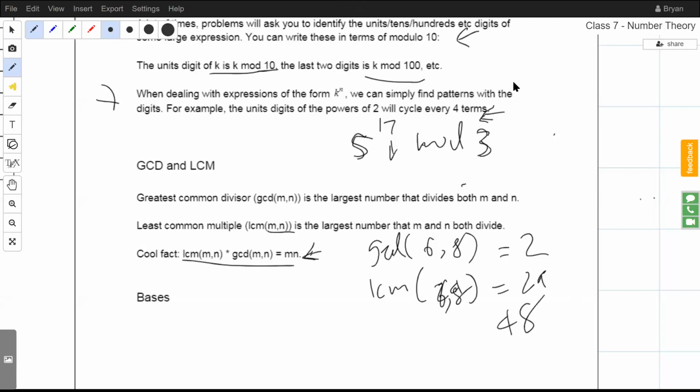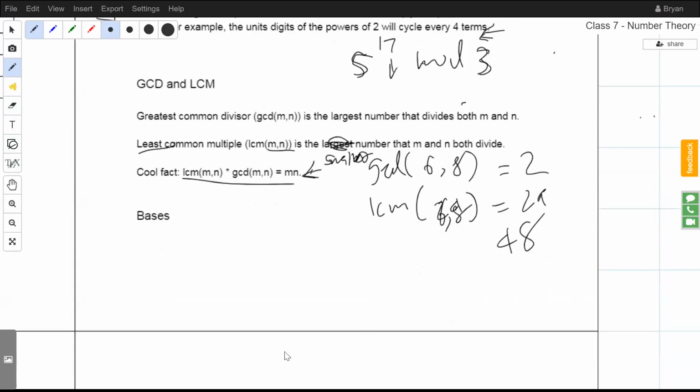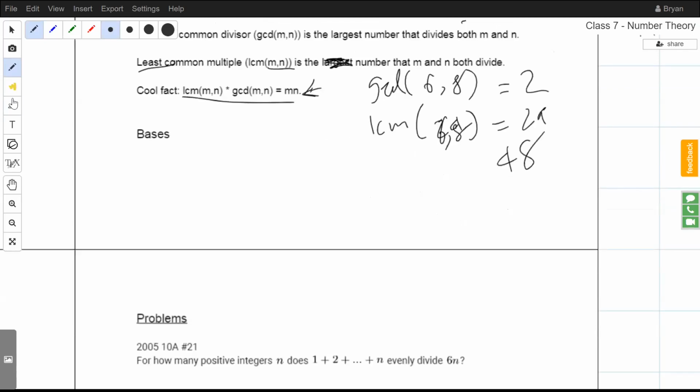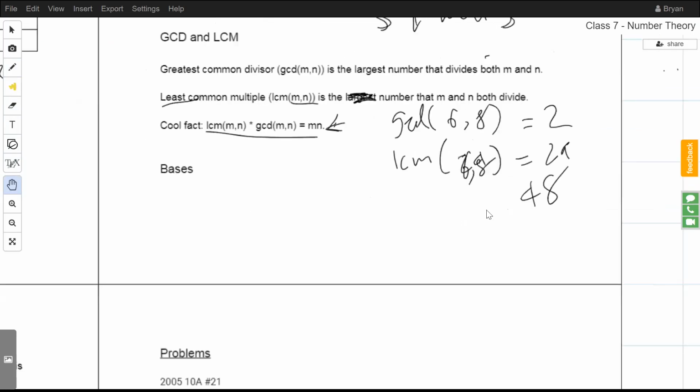So yeah, there is one problem involving them. Oh, yeah, my bad. The least common multiple is the smallest number that they both divide, not the largest, because then that would be sort of infinite. Intuitively, that makes more sense, doesn't it? Anyway, moving on, because this really isn't explored too much.